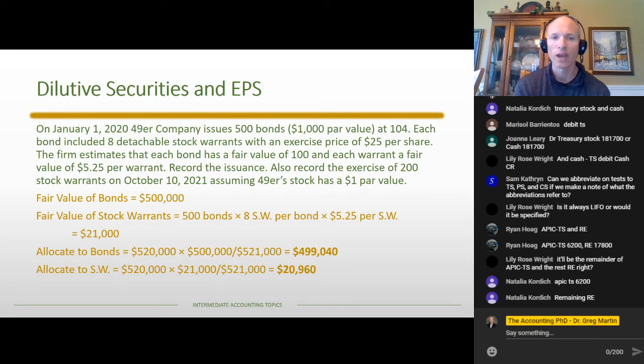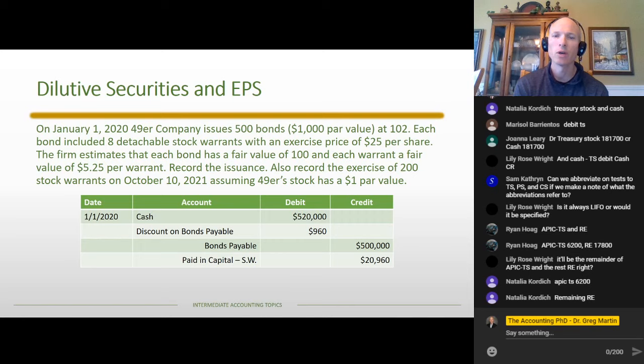For our journal entry, we have a debit to cash of $520,000. We have a credit to bonds payable of $500,000, and of course, with the bonds payable, the net amount that we assigned was $499,040. The face value or par value gets assigned to the bonds payable account, so that we have a net bond payable of $499,040, with a discount balance of $960.